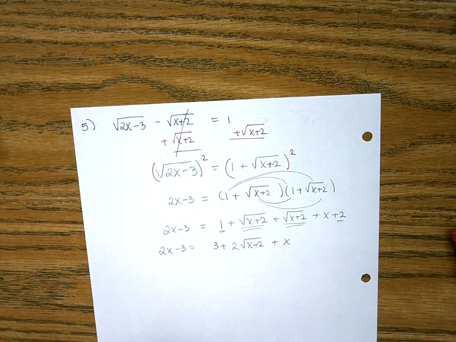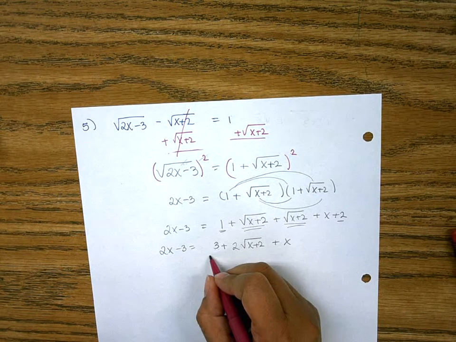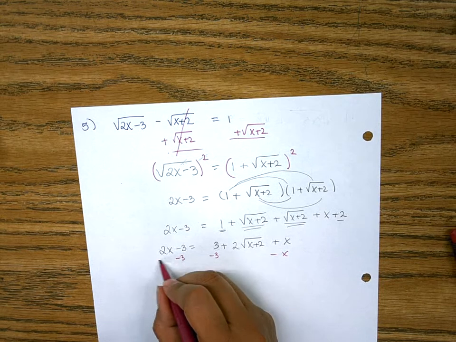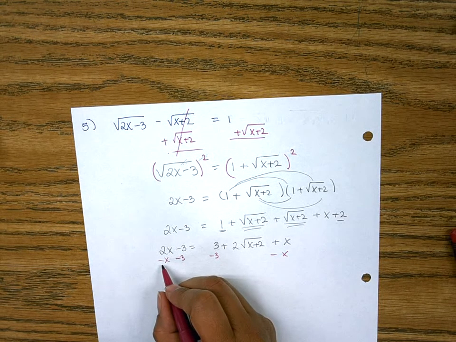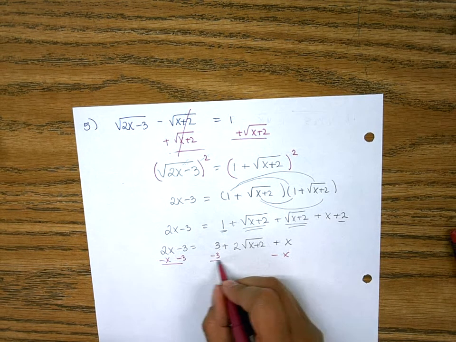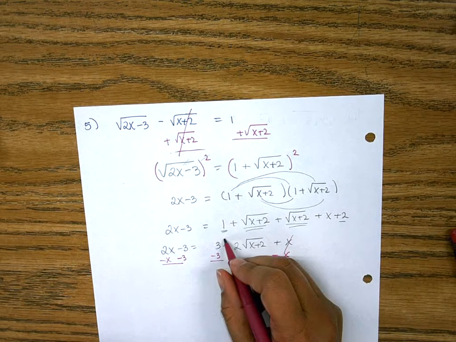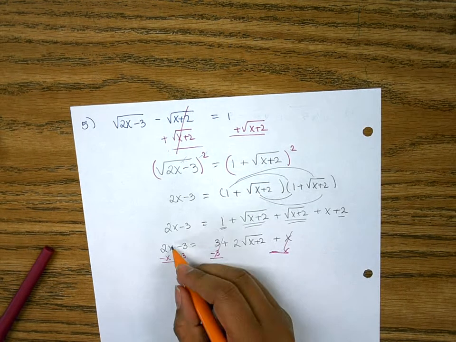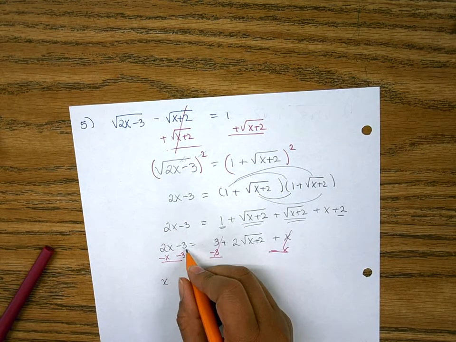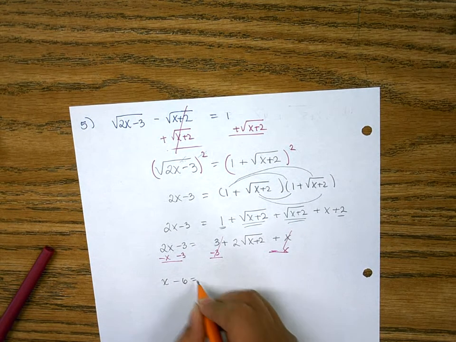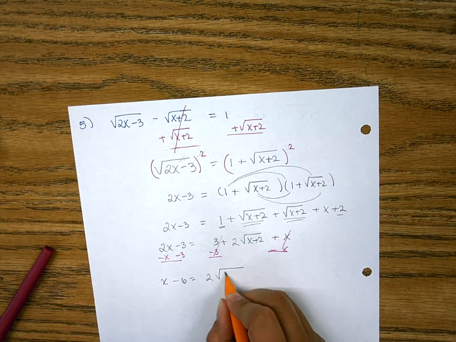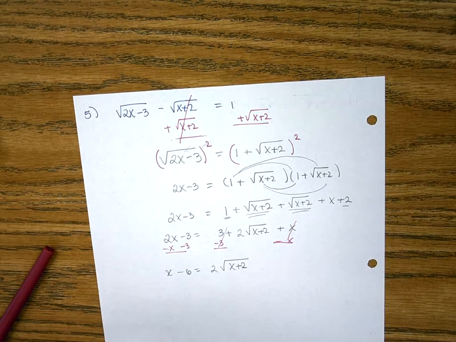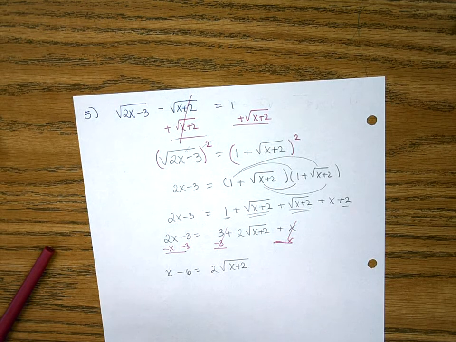I want to isolate the radical, and by doing that I'm going to subtract the 3 and subtract the x. Now why am I doing this? Because I'm trying to isolate this radical. We're going back to step 1. 2x minus x is 1x, negative 3 minus 3 is negative 6, equals 2 square root x plus 2.